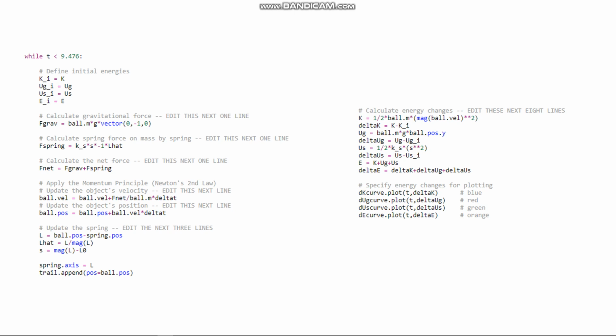So defining the initial energies, and then calculating the forces of gravity and the spring, and those are the only two forces acting on the system. So we find our F net. Then we apply the momentum principle, the extension of Newton's second law, to get the change in velocity, and then update the object's position, to then re-update the position of the spring. And then we calculate the new energies by calculating the energy at this individual point, and then subtracting the initial energy.